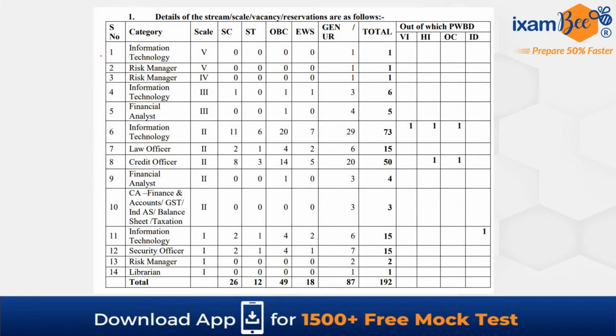Then in information technology, you have 4 scales in which there are vacancies. Scale 5 has 1 vacancy. Then you have scale 3. Scale 3 has 6 vacancies. Then you have scale 2 with 73 vacancies and scale 1 with 15 vacancies. So a lot of vacancies are there for information technology post. You can check these details. You can check the eligibility criteria from the notification. I have already discussed that in detail in my previous video.